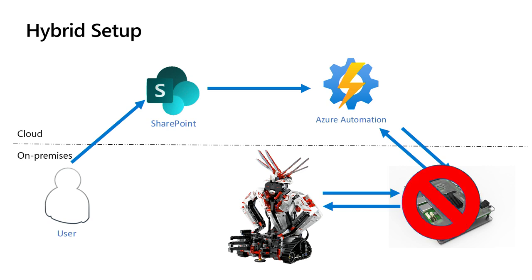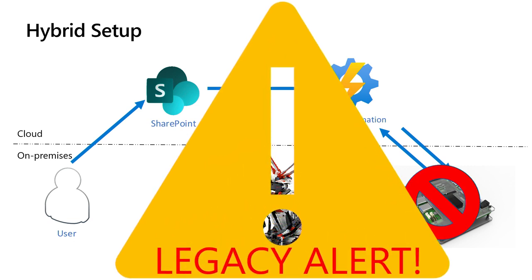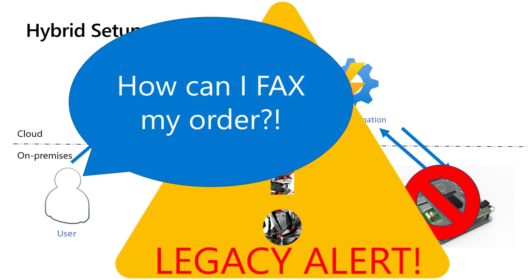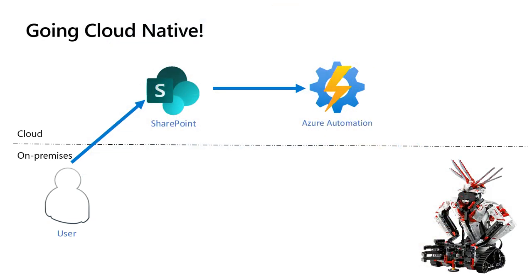But this is not what we want, right? We want cloud native stuff. So instead, we don't want these old computers on premises, no VMs. For example, this guy goes like, hey, how can I fax my order? That's how old on-premises computers are. Sorry. So I made a new version, a cloud-native version.